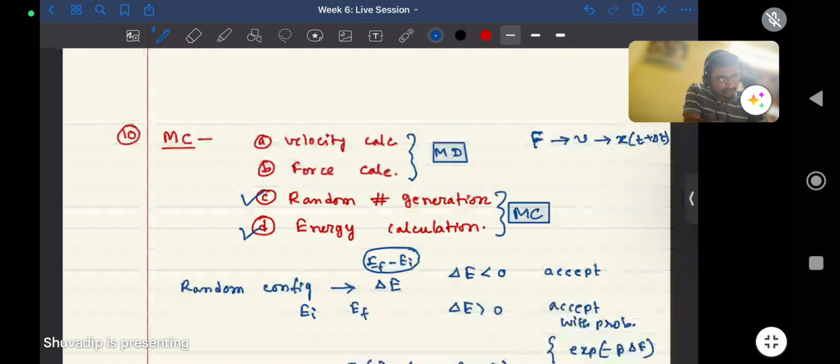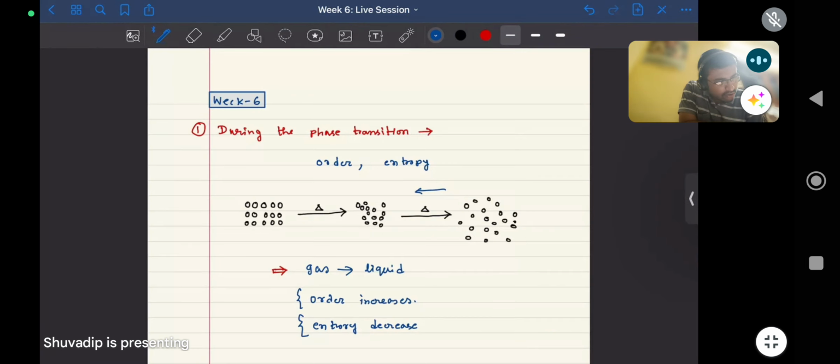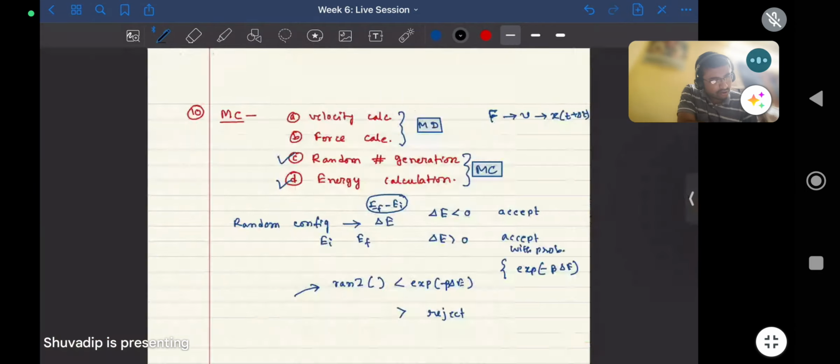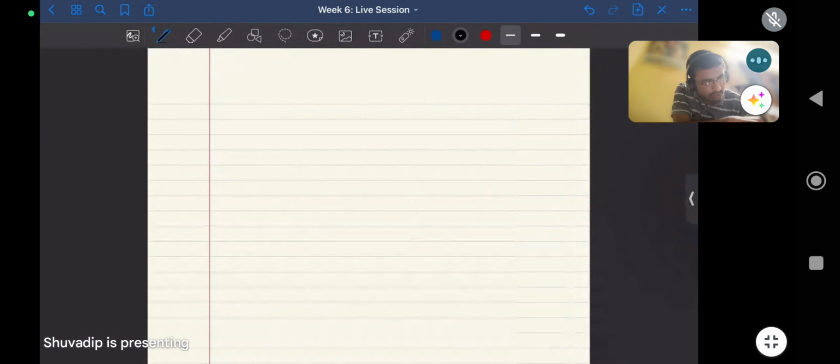So yeah, here we have discussed. Any doubt in this part, you can tell now. So this is the week 5 assignment discussion. Now we will discuss some sample problems from week 6.